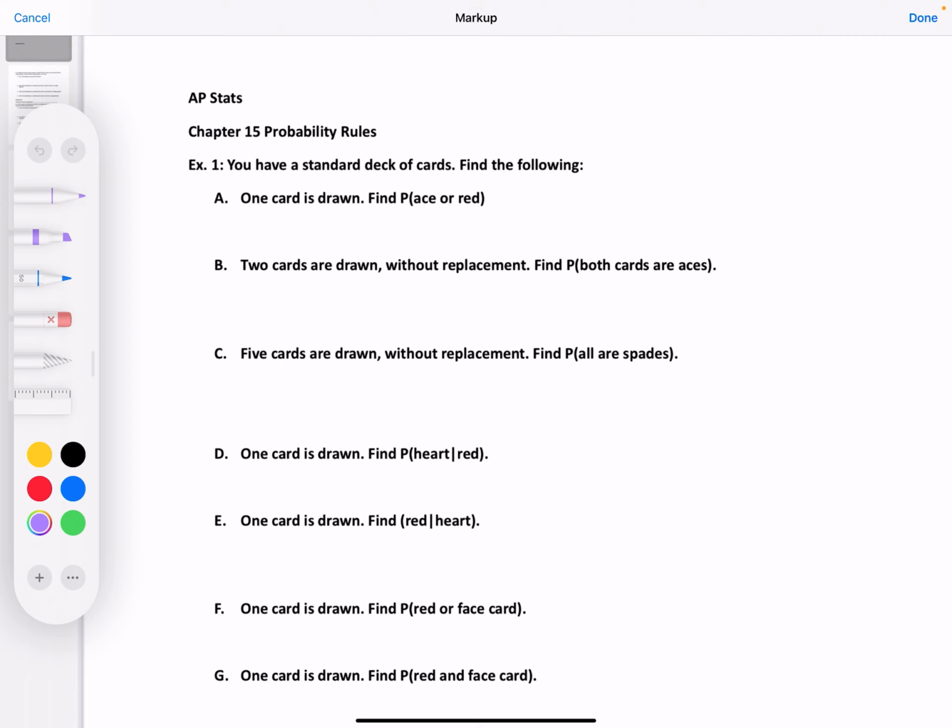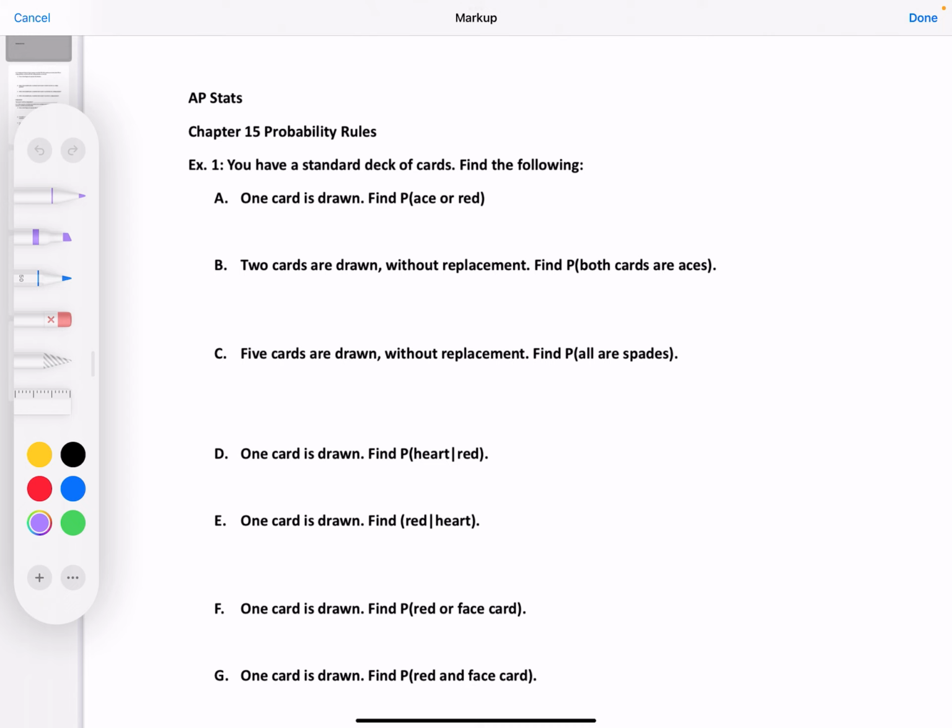You just find P(ace) and P(red), right? Yeah, and then remember, 2 of your reds are also going to be an ace. So basically, you need all your red, because there's 2 aces already included with that. And then you need the 2 aces that are black.